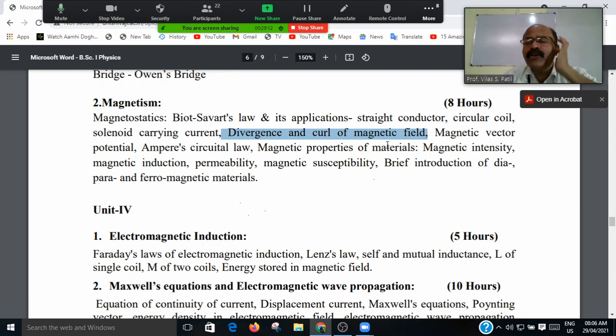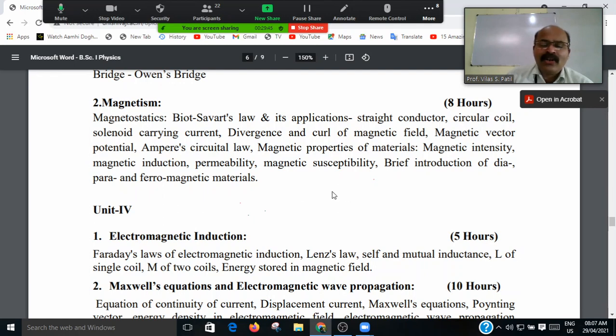Okay, thank you, Madhusudan. Then the magnetic vector potential. The magnetic vector potential is again one of the physical quantities and it will be calculated here. Then Ampere's circuital law is very important in the case of magnetization and also in magnetostatics. Ampere is the name of the scientist who discovered one of the basic laws in the case of the endless solenoid or the circular conductor.